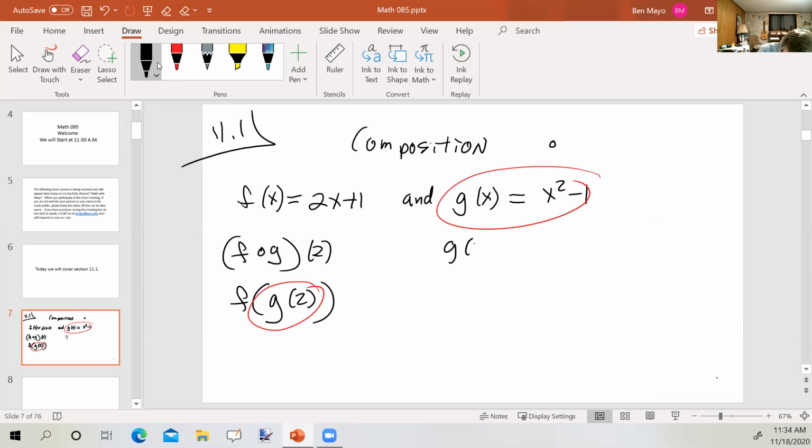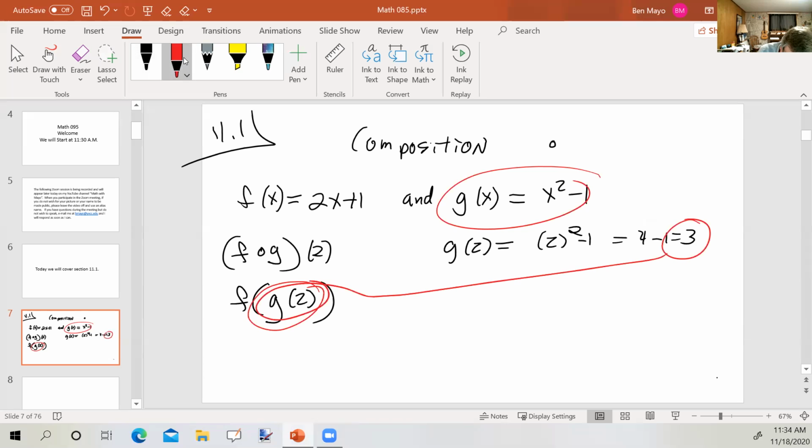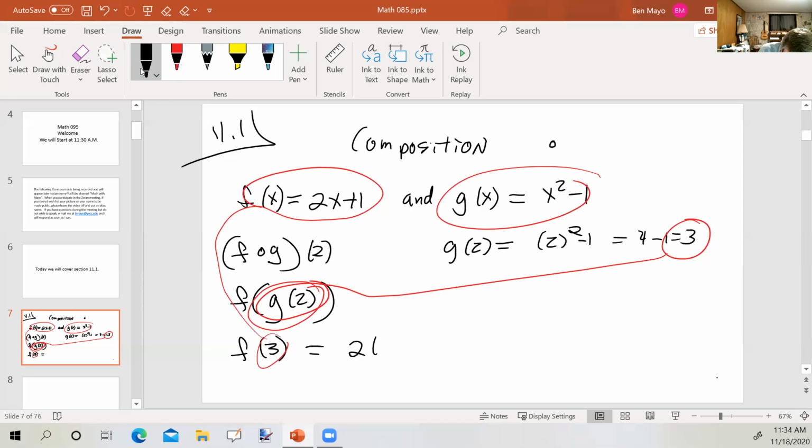Well, g of 2 is 2 squared minus 1, which is 4 minus 1, which is 3. So now that is going to go back in the place of g of 2. So now I have f of 3. How do I find f of 3? 3 goes in here. Okay, so f of 3 would be 2 times 3 plus 1, which is 6 plus 1, which is 7. So f composed with g of 2 equals 7.